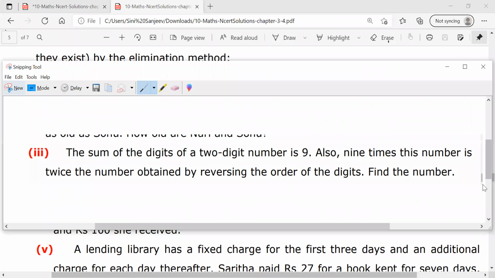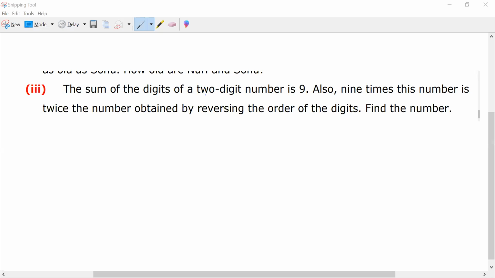This question: the sum of digits of a 2-digit number is 9. Also, 9 times this number is... So the same type of question is available in NCERT examples. Okay, the same type of question is there. So what is in this question? The sum of digits of a 2-digit number is 9. Correct? Yes or no?